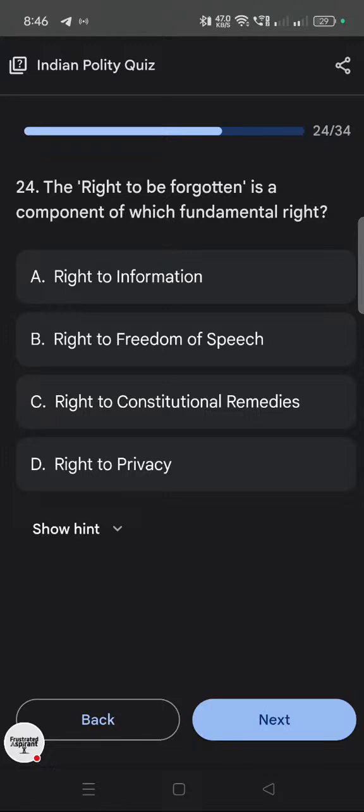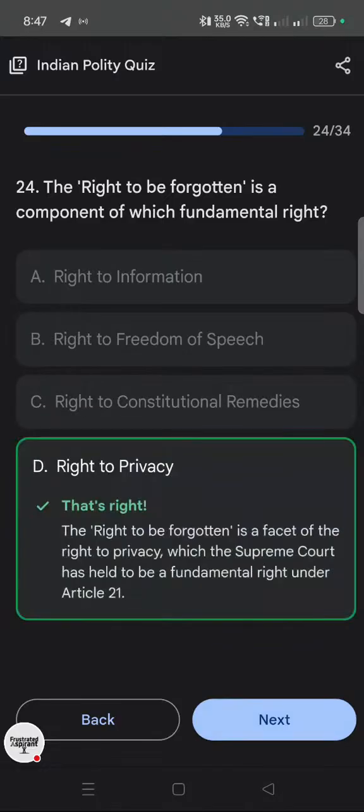Right to be forgotten is a component of which fundamental right: right to information, right to freedom of speech, right to constitutional remedy, right to privacy? Right to be forgotten is a part of the right to privacy, which the Supreme Court has held to be a fundamental right.